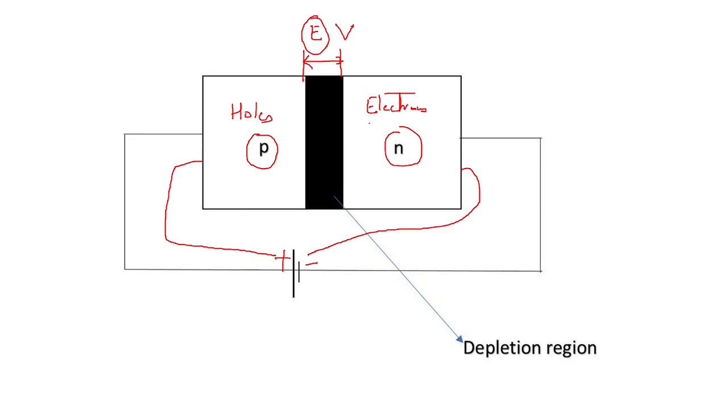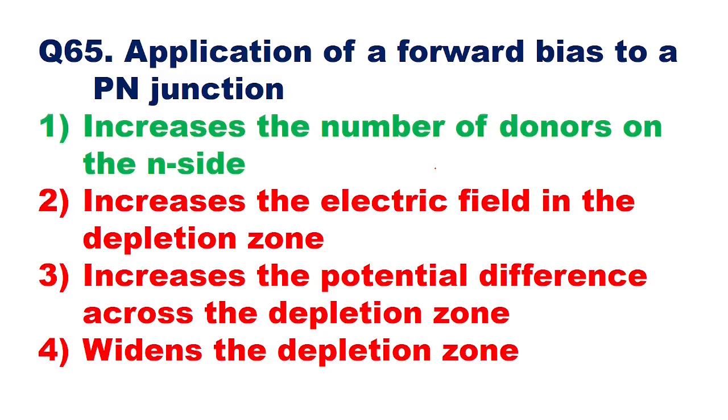Now the only thing that is true here is that the negative terminal is connected to the N-type semiconductor, and in N-type semiconductor negative charge particles, that is electrons, are the majority, so it is helping to induce more electrons, and this is what it is inducing, more donors. So the first statement of the option is correct, whereas the second, third and fourth statements are wrong. So here you can see the first option is the right answer. That is, application of a forward bias to a PN junction increases the number of donors on the N side.